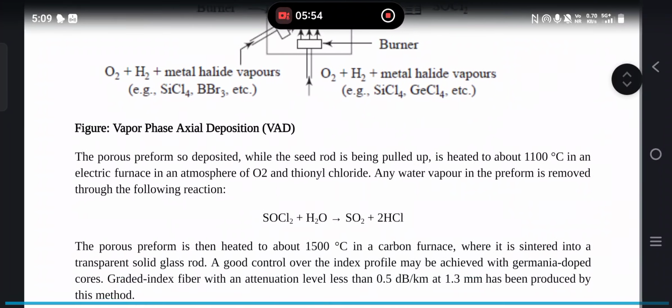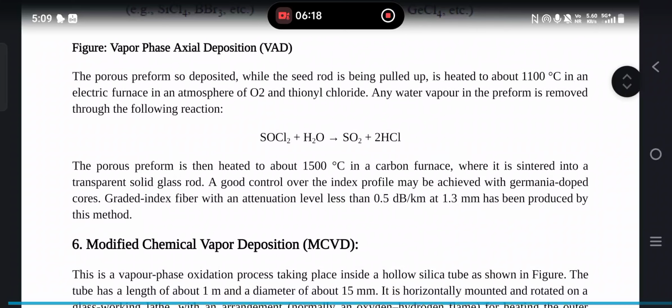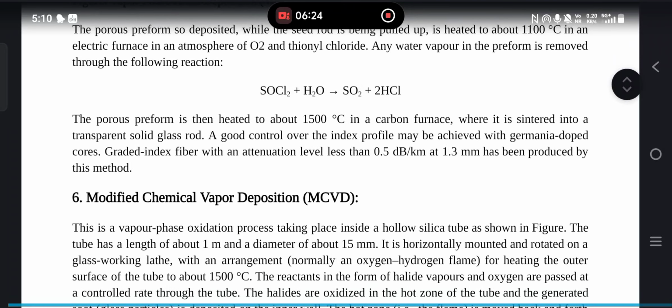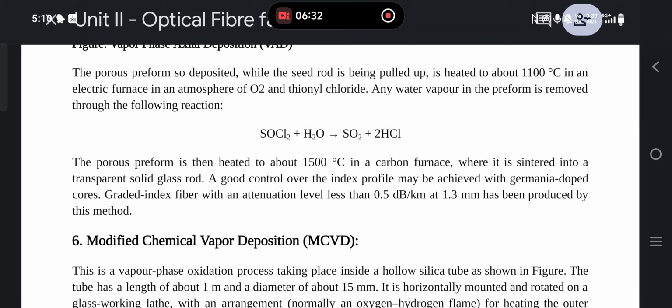Now, the porous preform so deposited while the seed rod is being pulled is heated to about 1100 degrees Celsius in an electric furnace in the atmosphere of O2 and thionyl chloride. Any water vapor in the preform is removed through the following reaction. Then the porous preform is heated to about 1500 degrees Celsius in a carbon furnace where it is sintered into a transparent solid glass rod.